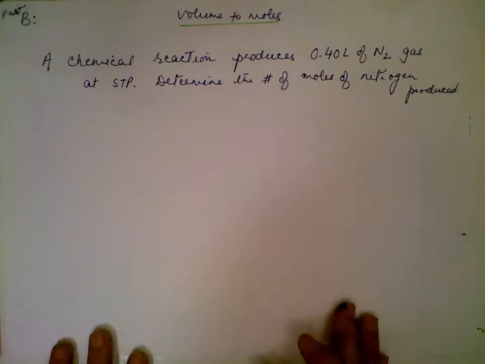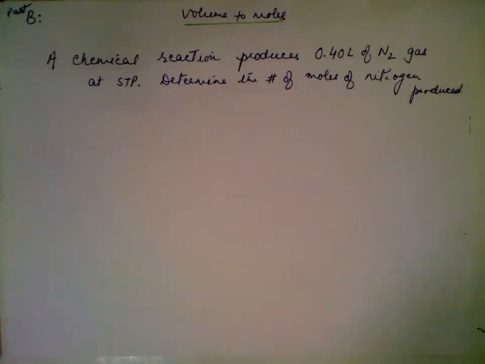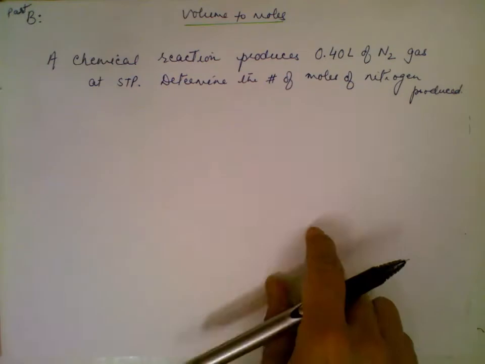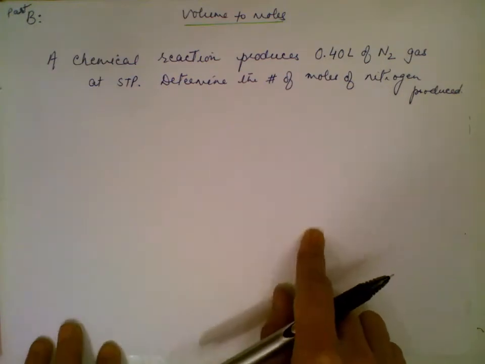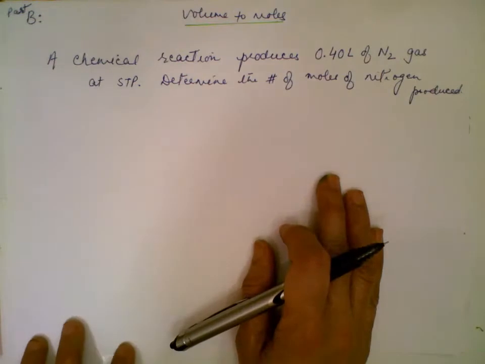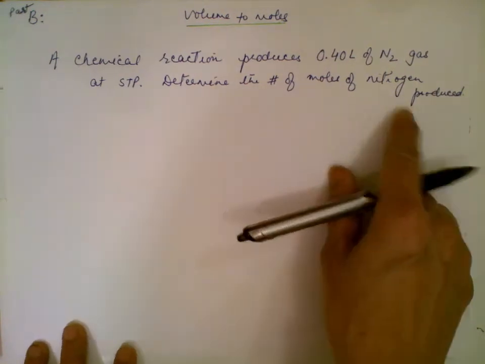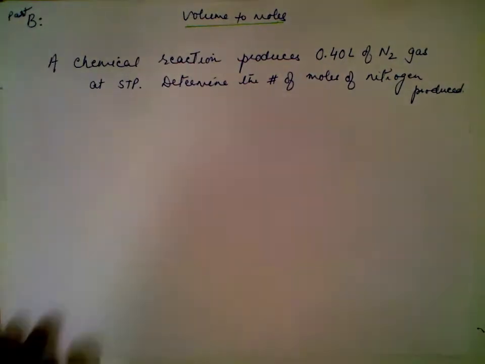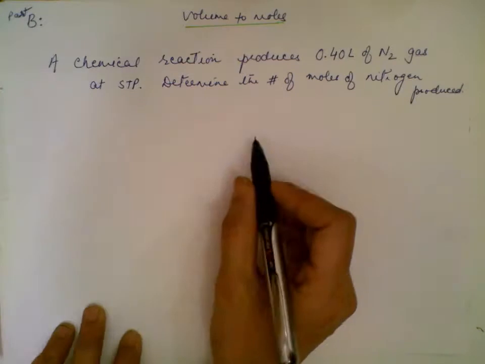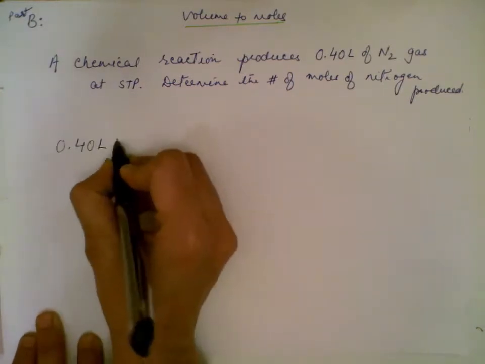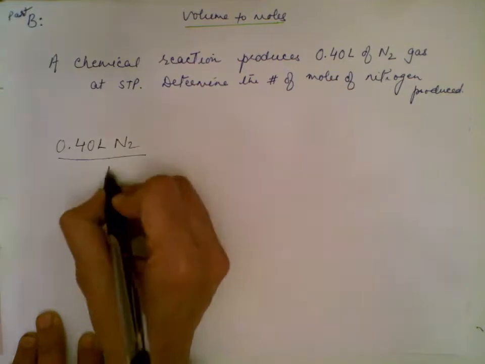Right. Let's solve this problem. A chemical reaction produces 0.40 liters of nitrogen gas at STP. Now you have to determine the number of moles of nitrogen produced here. So in this problem, we are to determine the number of moles of nitrogen gas, right? Meaning we have to find the moles. So let's start out with the given: 0.40 liters of nitrogen.